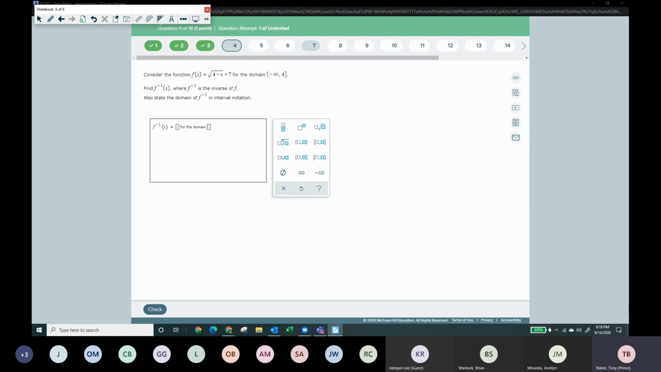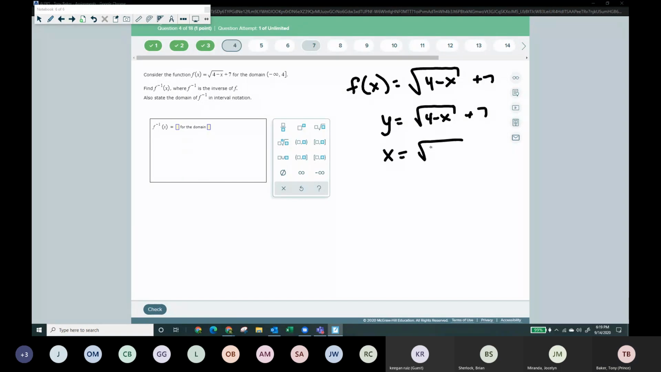This one's very similar to what we just did. Again, we're going to reverse the x and the y, except the problem's a little more complicated. So again, we're going to do the y equals. We're going to switch the x and the y. And now we're going to resolve.